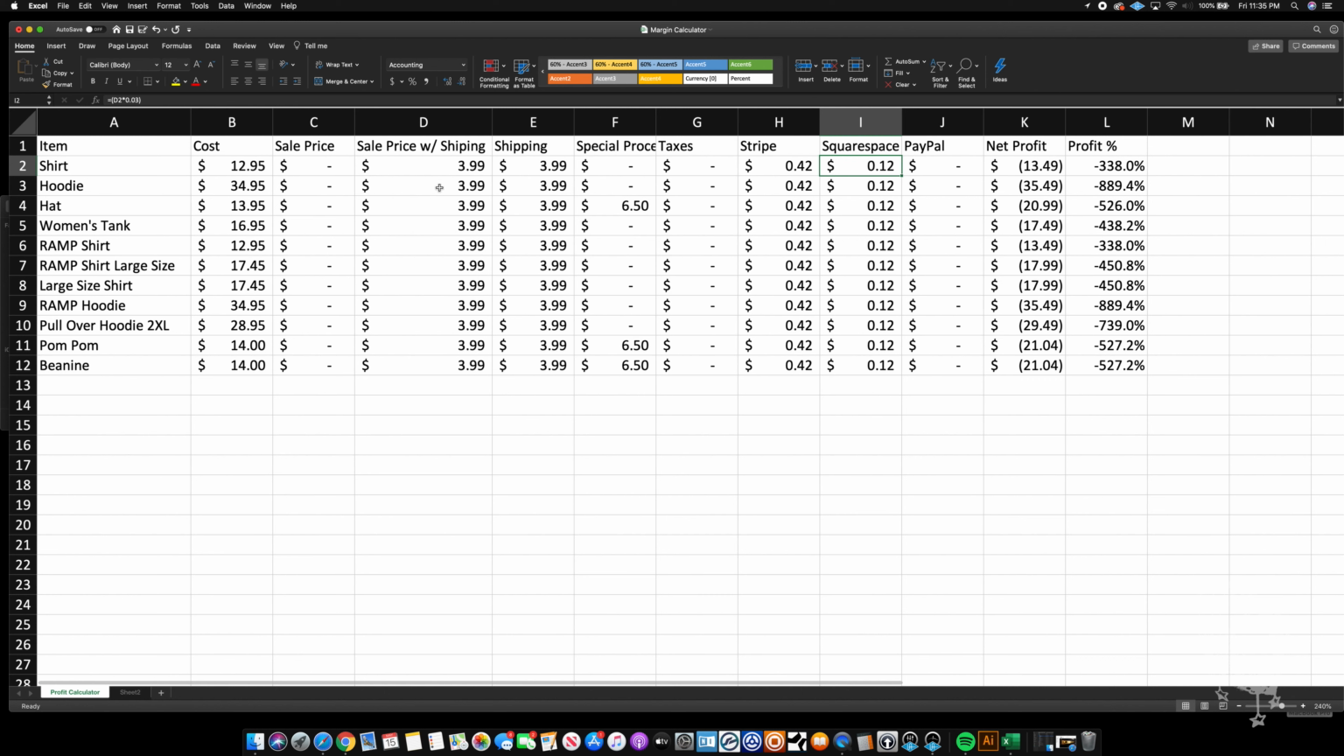So in this transaction, I give something away for free. I get charged $12.95 and so on. I make nothing. Nothing. Okay. And so that $3.99 is just a wash across the board because I charge you for that, I get charged for that. That's zeroed out. So it's pretty much $12.95 plus 42 cents plus 12 cents equals negative $13.49.